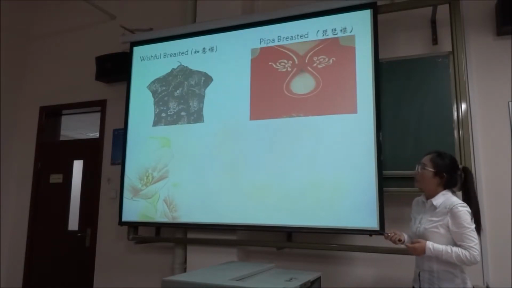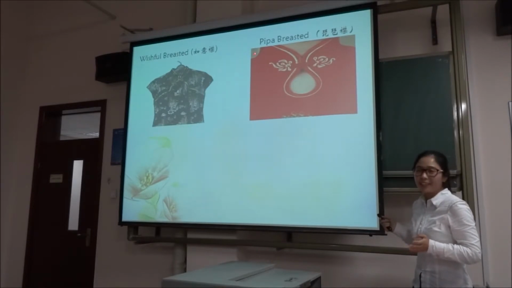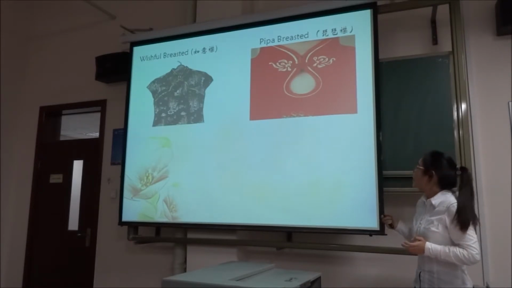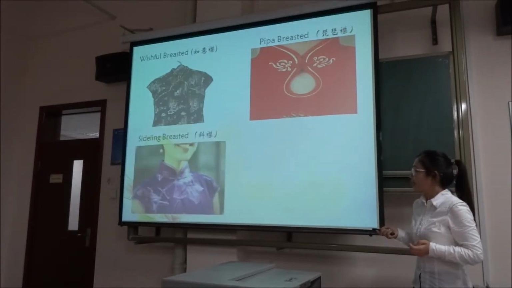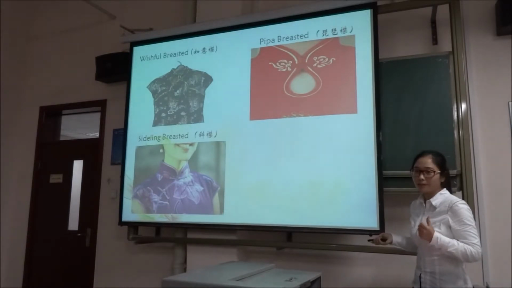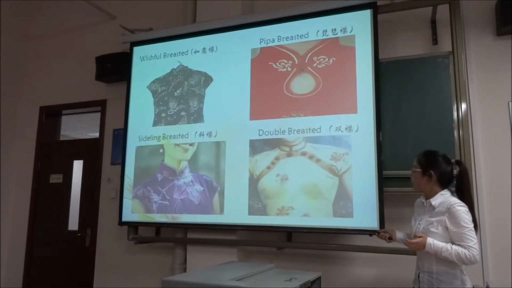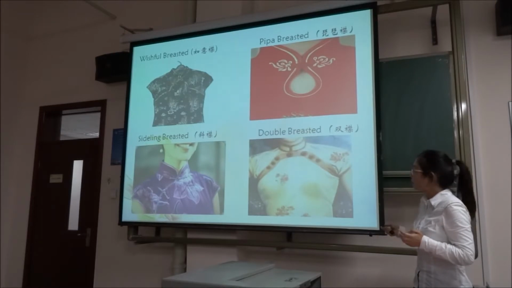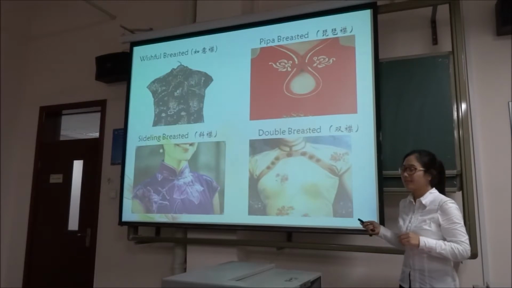The second is the Qipao brass tip. You can see this shape. It is like a music instrument in our China. So it's named the Qipao brass tip. The third is the Sailing brass tip. This is the same as our model's Qipao. The last one is the double brass tip. Both sides have knots. So these brass tips are all beautiful and make you more elegant.